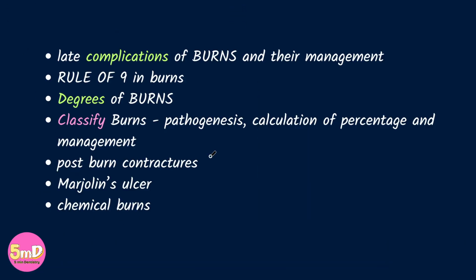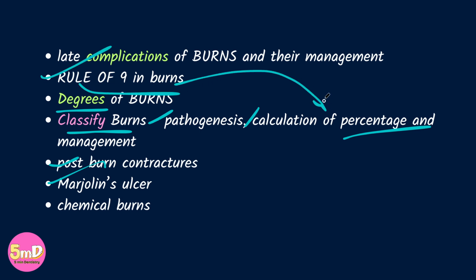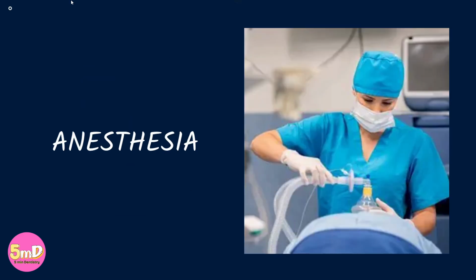Burns. In the chapter on burns, you have degrees of burns, classification of burns, the pathogenesis, and calculation of percentage. How will you calculate it? You have a formula for that. Post burn contractures, Marjolin's ulcer, rule of 9 in burns. It is again the classification of percentage related to that. Late complications in burns and their management, chemical burns.